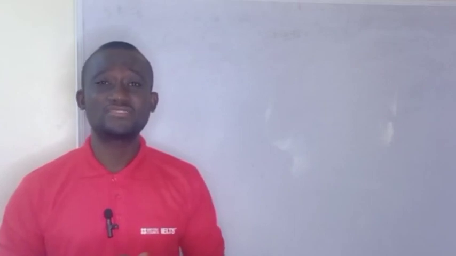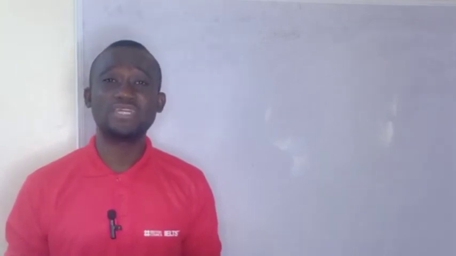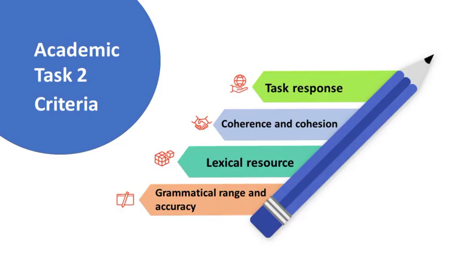But in task 2, there is a slight difference. And the difference is in the first criterion of the criteria for task 2. For task 2, the first criterion is task response. Okay, do not forget that in task 1 it is task achievement, but here in task 2 it's task response. So all the criteria share similarity with the criteria for task 1.